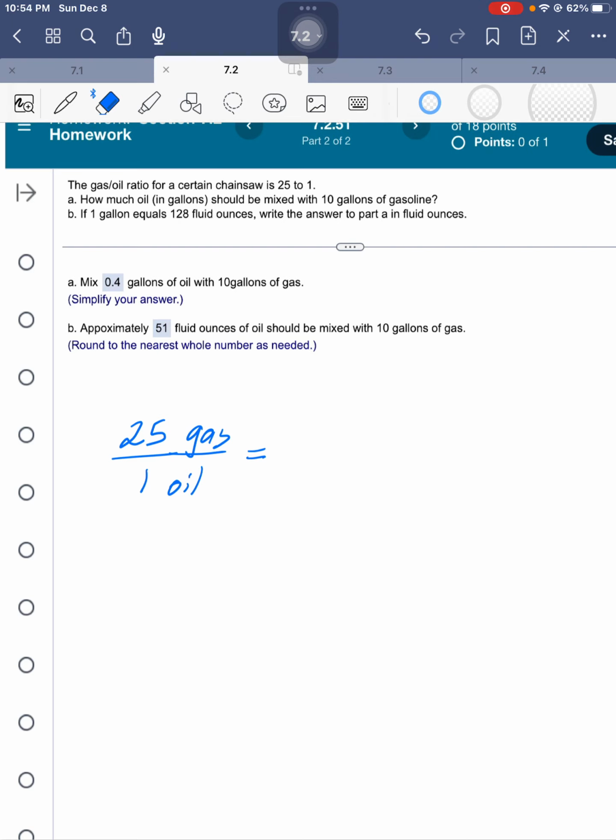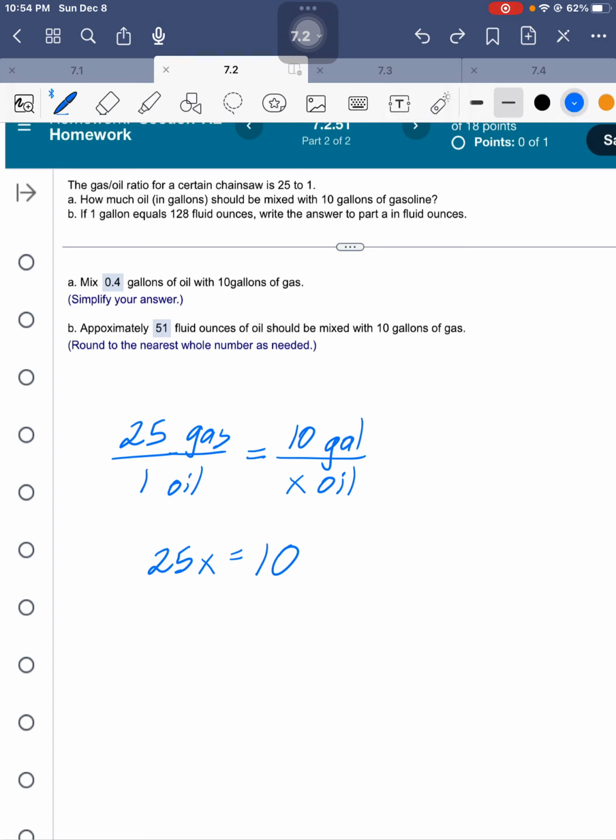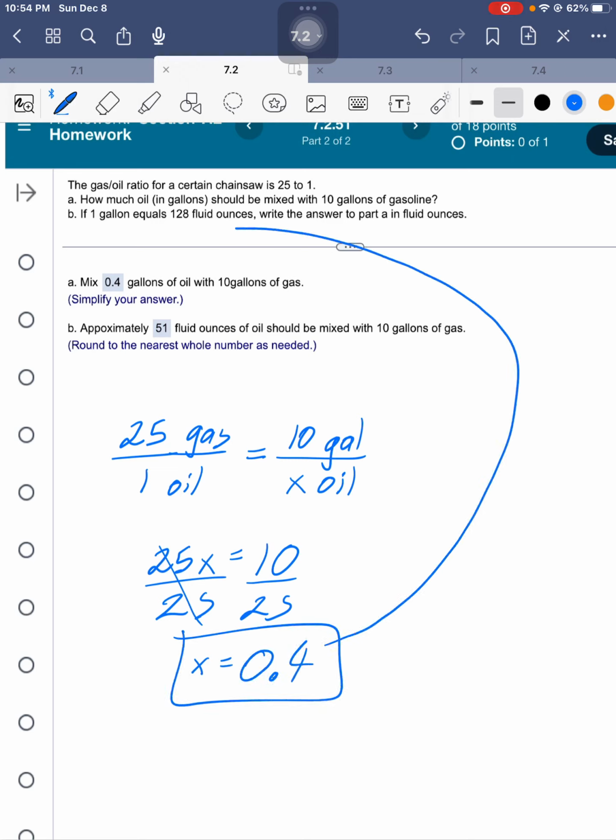Wait a minute. I think I did something wrong here. Did I? No, I didn't. Okay, sorry, my bad. I way overthought that, okay? 25x equals 10, divided by 25, divided by 25. So when you divide this in a calculator, you're going to have x equals 0.4, which is why we have this right here. 0.4 gallons of oil is going to be mixed in with 10 gallons of gas, okay?